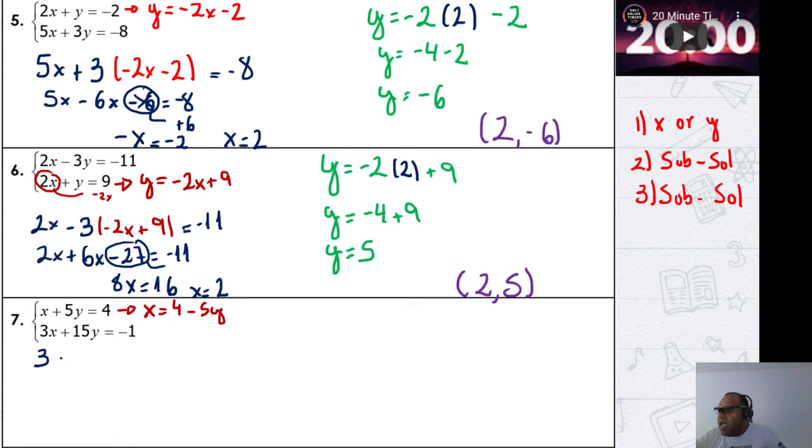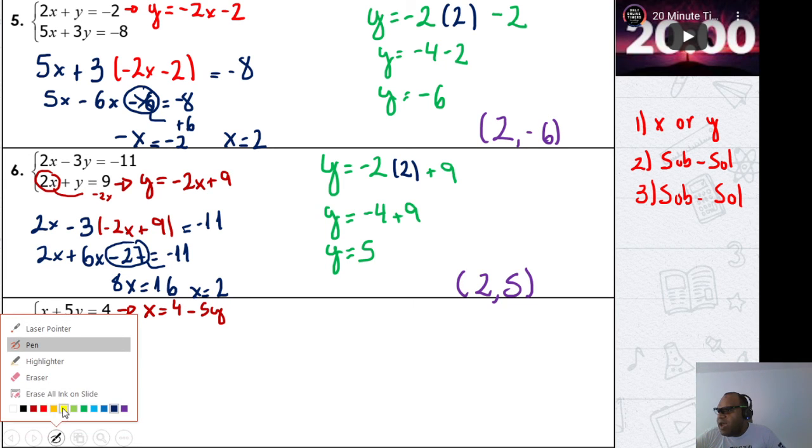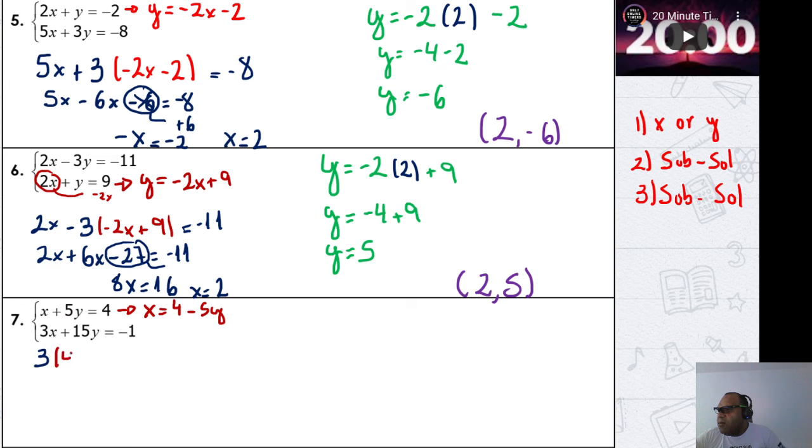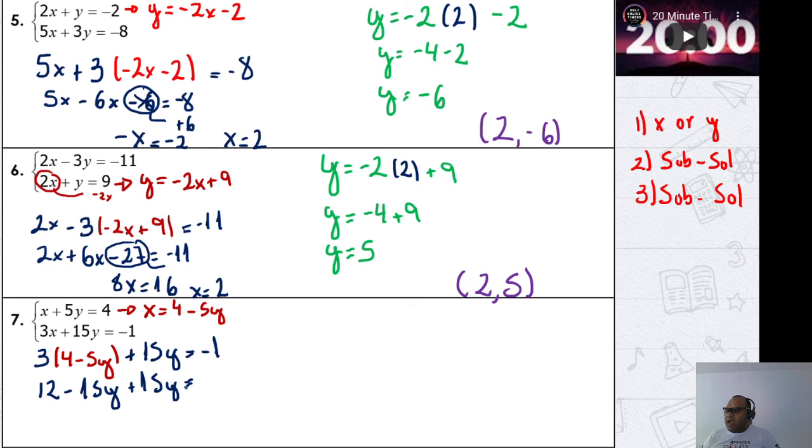It is 3 times, oh, instead of writing x, I will write what? 4 minus 5y. And just keep writing the equation. Plus 15y equals negative 1. Right now, distributive property. 3 times 4, 12. 3 times negative 5, negative 15y. Great. And I have here plus 15y equals negative 1. Nice. How do I solve right now?